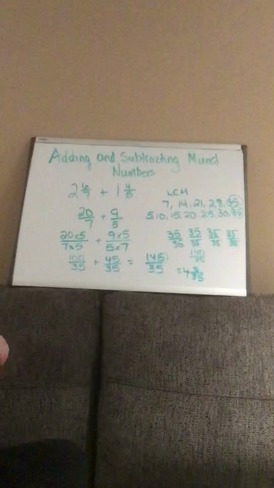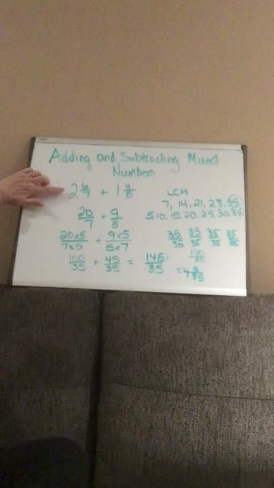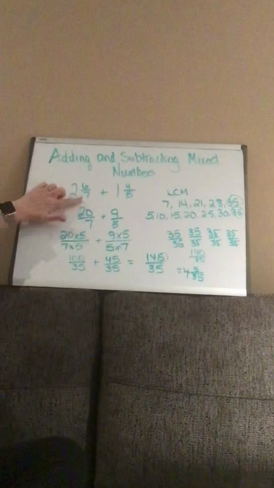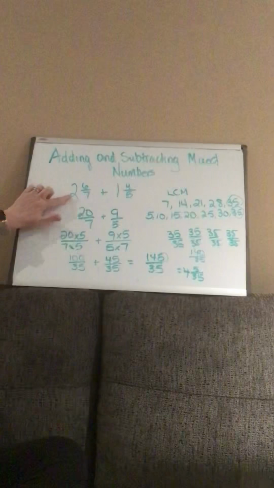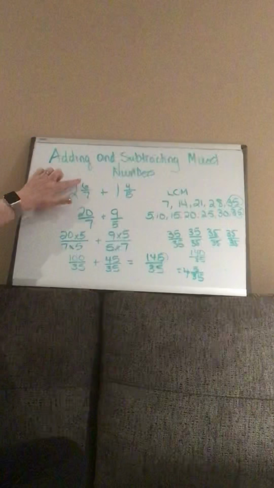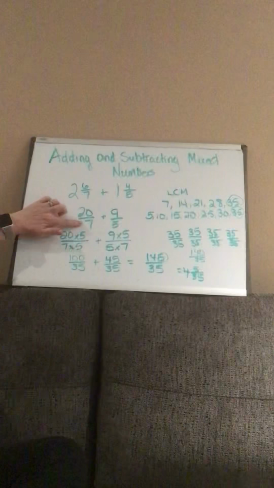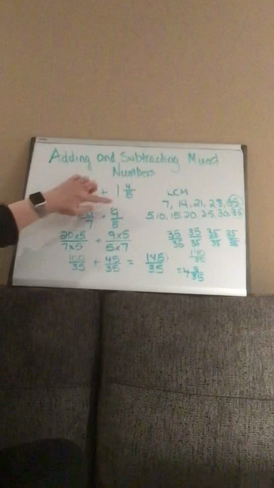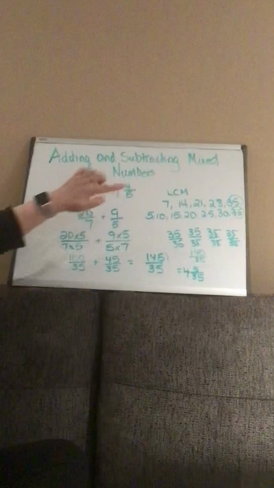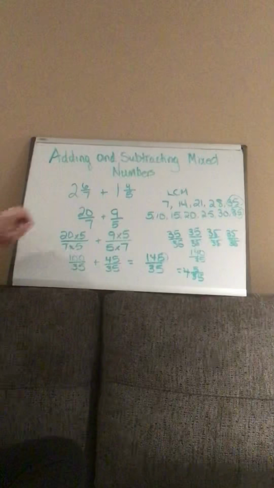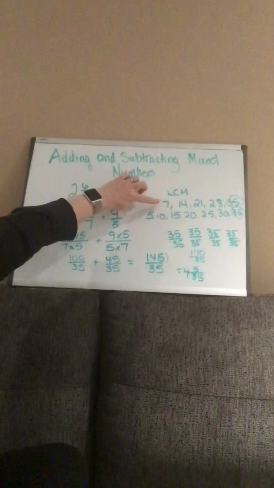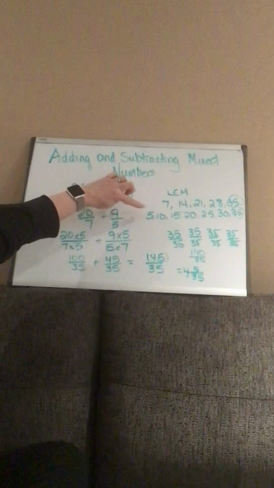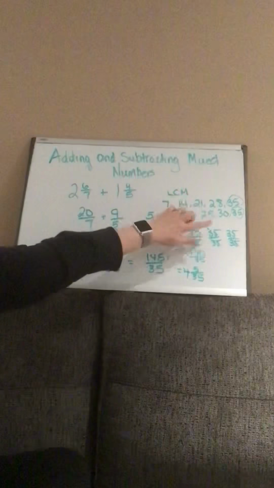So quite a few things happening. Question: change our mixed number to an improper fraction. Big times bottom plus top. 2 times 7 is 14, plus 6 is 20. Leave that denominator alone. 1 times 5 is 5, plus 4 is 9. Leave that denominator alone. Now I need to find my common denominator. I did the multiples of 7 and the multiples of 5, and I found that the lowest common multiple of 7 and 5 is 35.